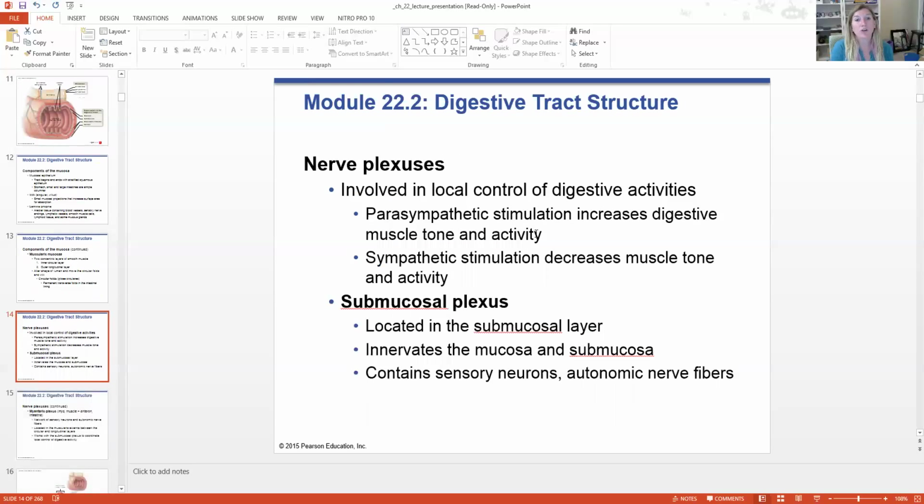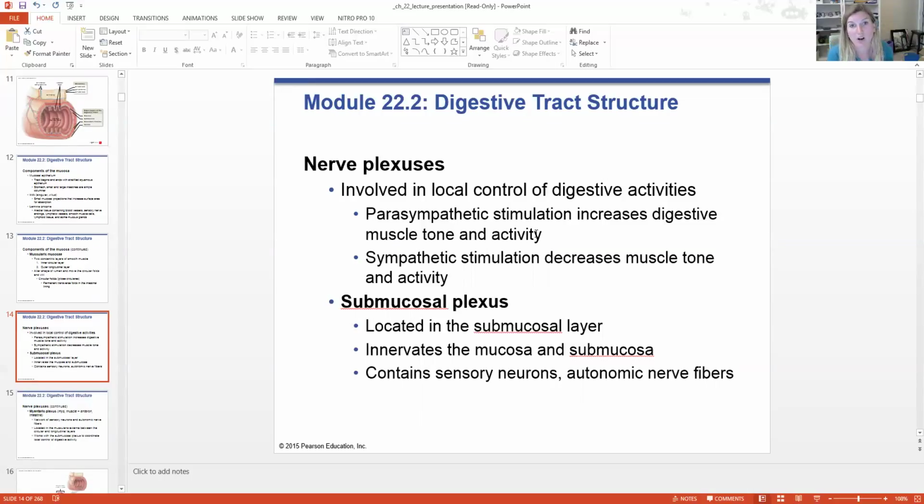So the nerve plexuses involved are going to control our digestive activities, right? There is parasympathetic and sympathetic input. The parasympathetic is going to increase the digestive activity. It's going to increase the muscle tone of our digestive tract, get that movement going, get our lumen dilated, allowing for that food to come through.